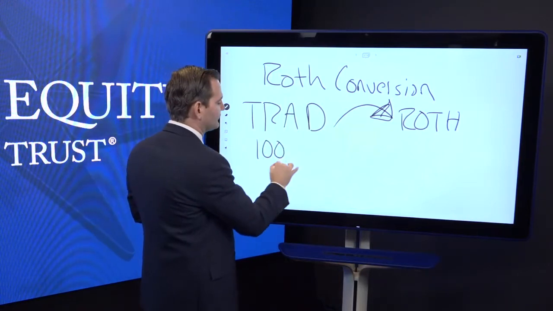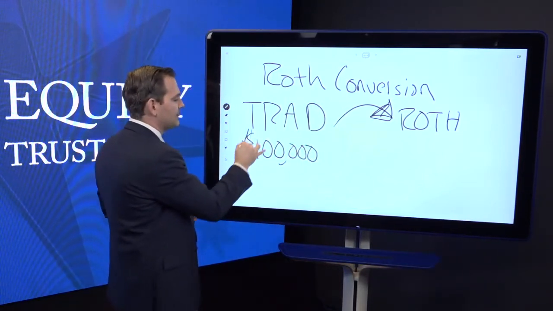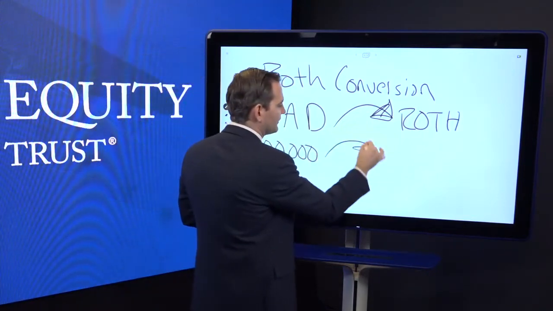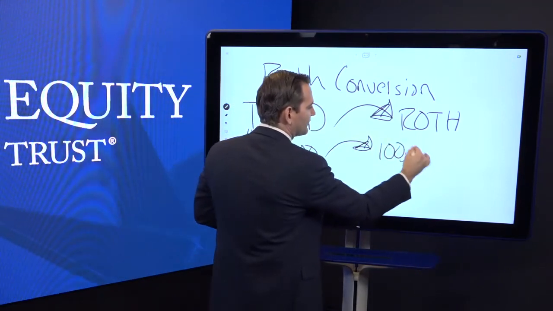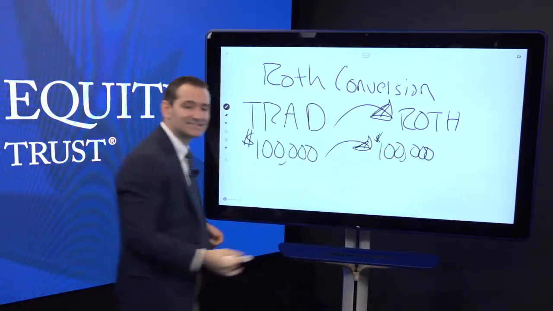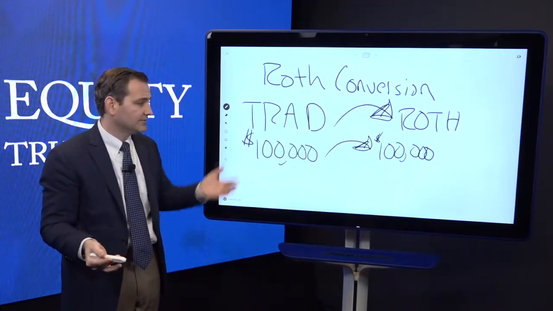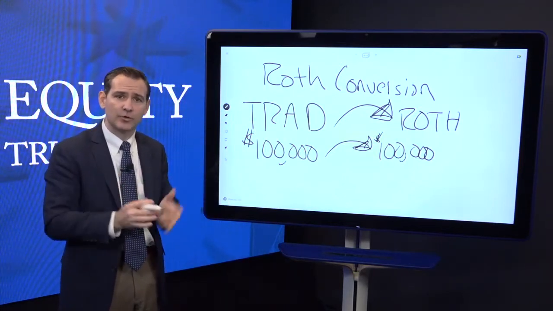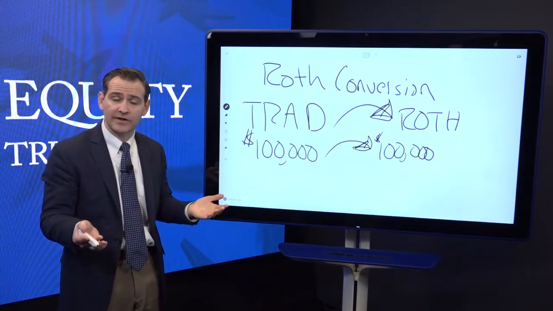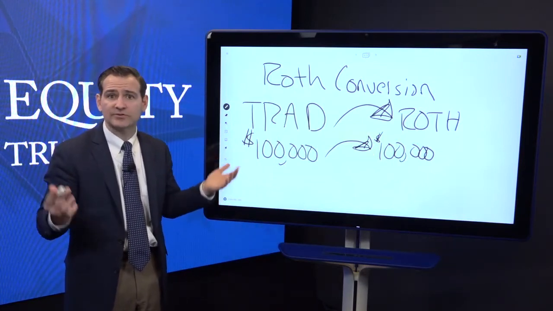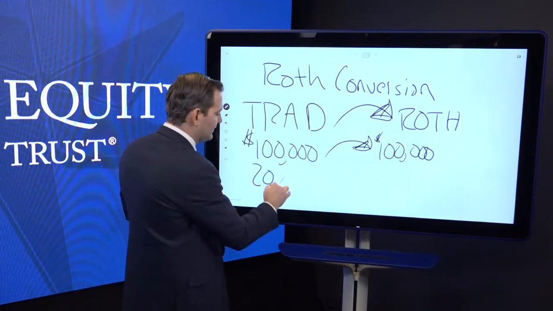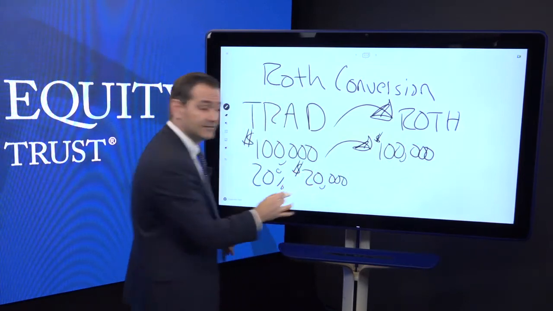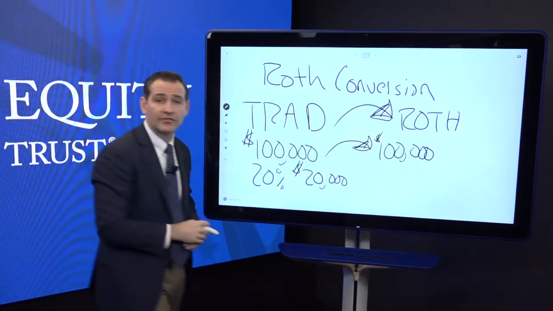So let me give you an example of how this works. Let's say you have $100,000 in a traditional IRA, and you would like to convert the $100,000 to a Roth IRA. So you convert the $100,000 to a Roth IRA, and you're going to pay taxes based on your effective tax rate. So $100,000 converted to the Roth is going to be added to your 1040 as ordinary income, and then you're going to pay taxes accordingly. Hypothetically, let's say you're at a 20% effective tax rate. So 20% of 100,000 is $20,000. You're going to pay $20,000 in taxes to get the $100,000 into the Roth account.